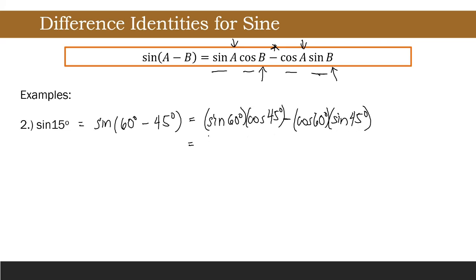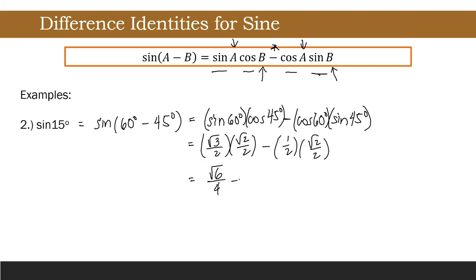So, sine 60, based from the review part kanina, sine 60 is square root of 3 over 2. Cosine 45 is square root of 2 over 2. Minus cosine 60, that's 1/2. Sine 45, that is square root of 2 over 2. So, doing the simplification, we have square root of 6 over 4 minus square root of 2 over 4. So, pwede nating pagsamahin as one fraction. We have square root of 6 minus square root of 2 over 4. And that is your sine 15 degrees.